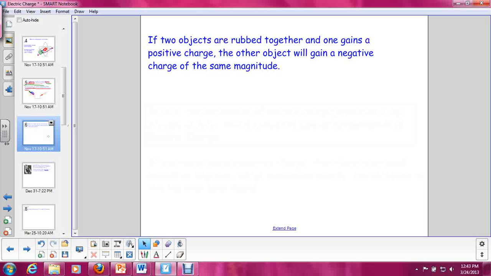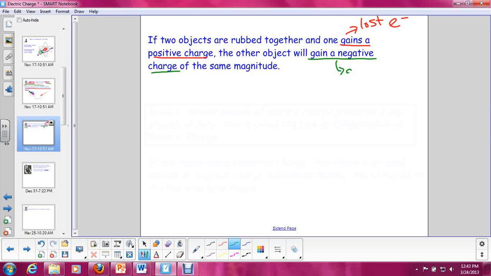If two objects are rubbed together and one gains a positive charge, which means it lost electrons, so I'm going to write that. Gains a positive charge means lost electrons. And by the way, the symbol for an electron is a lowercase e with a negative sign. So if two objects are rubbed together and one gains a positive charge, the other object will gain a negative charge of the same magnitude. So gain a negative charge means it gains electrons. And it has to be of the same magnitude. And this is really, really important.